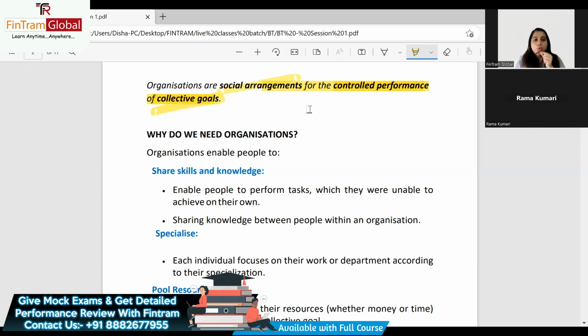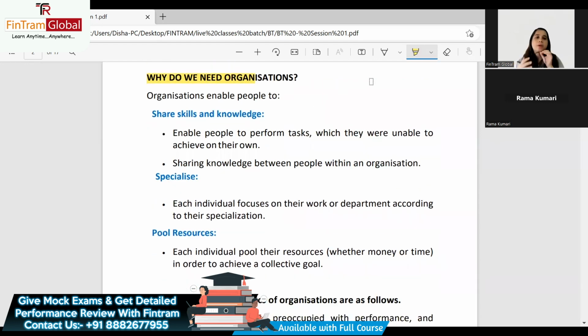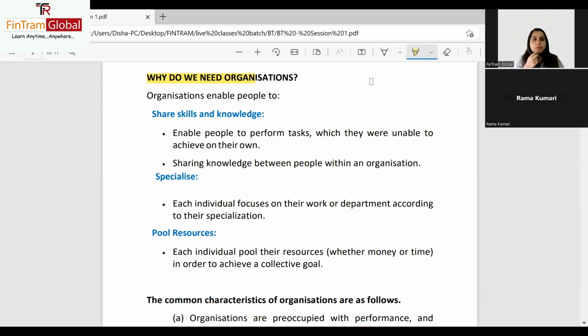Now, why do we need organizations? Organizations are basically enabling people. When you have an organization, people are coming together. They are sharing skills and knowledge. If I was not working in an organization, let's say if I was just working as a freelancer, I get a work, I do it. But let's say I get stuck somewhere, then I have nobody to rely on. But in an organization, when you get stuck somewhere, you have team members. You can go to them. You can ask them, okay, how is this thing done?